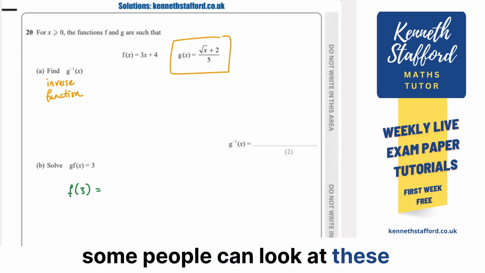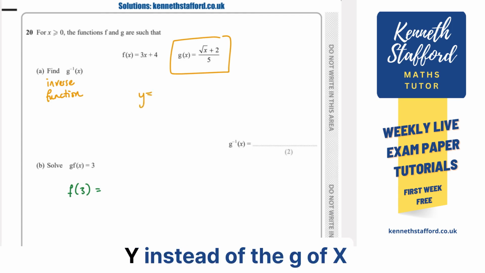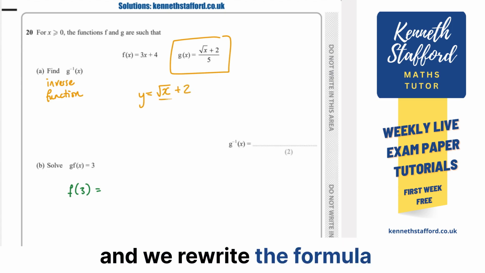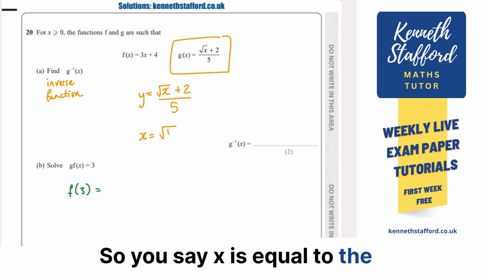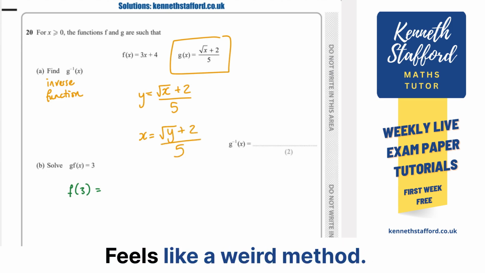Now some people can look at these and just say what it's going to be. The method here is we use y instead of the g of x. And we rewrite the formula down here. And then you swap x and y over. So you say x is equal to the square root of y plus 2 divided by 5. Feels like a weird method.